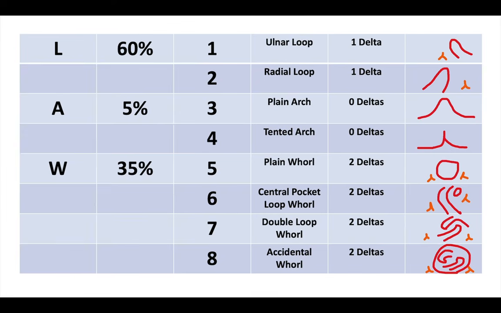And in an accidental whorl, you're going to have two or more patterns. Here we have a double loop, and we have a circulating ridge line that will cross and come back. So you have two or more different types of patterns, making this an accidental whorl.